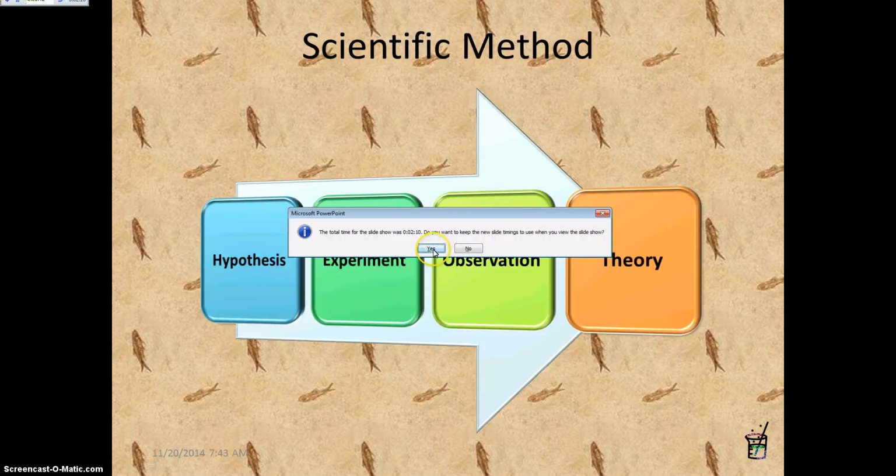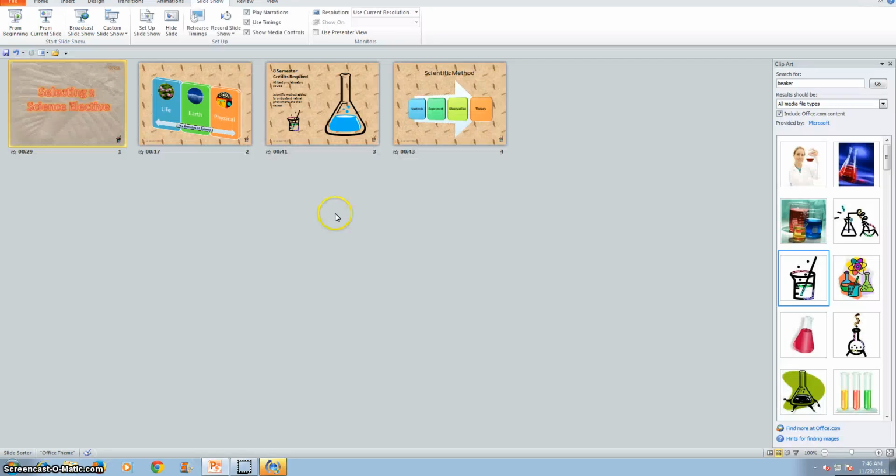And if you keep them, this is automatically going to put the timings for every click that I made on the slideshow. I would suggest you click no if you're going to keep rehearsing so that you don't have those timings there. But let me show you what happens when you click yes. When you click yes, it then gives you a time. So here I spent 29 seconds on this first slide.